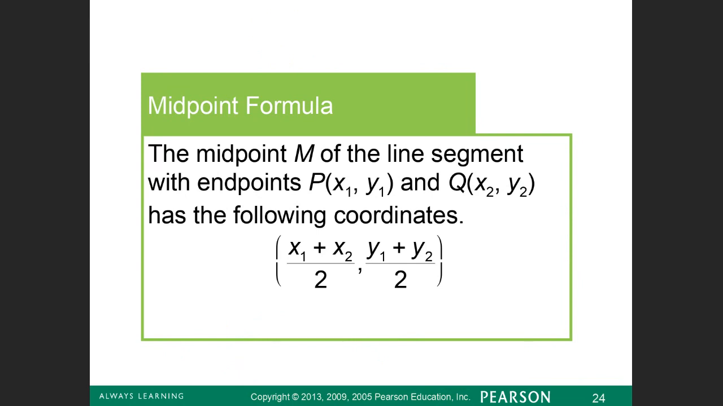Next would be the midpoint formula. So it says here the midpoint M of the line segment with endpoints P, x1, comma y1, and ordered pair Q, x2, comma y2 has the following coordinates. So you're just applying this formula x1 plus x2 all over 2. So that's the first x coordinate for the midpoint. And then the y coordinate would be y1 plus y2 over 2.